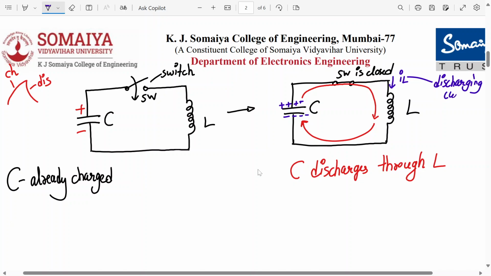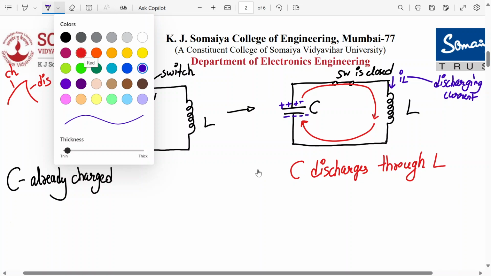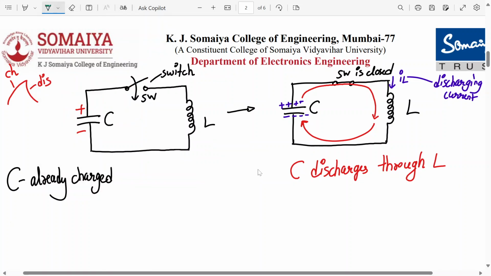So the capacitor gets discharged, and current starts flowing through the inductor L. So what will the inductor do? The inductor will store the energy now. Slowly and steadily, this discharging current will keep on increasing. So the inductor will try to store the energy. The more the capacitor discharges, the more the inductor will charge and store the energy in the form of magnetic field. This is the magnetic field which I have shown over here.